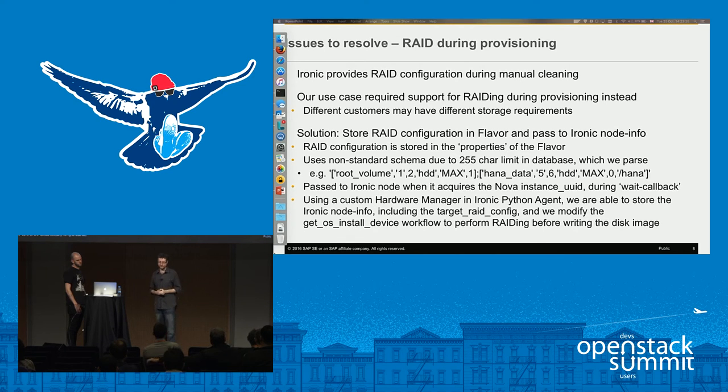So additionally to that, we wrote our own custom hardware manager in Ironic Python agent, which picks up the RAID configuration that's passed to it, and then actually modifies the get OS install device workflow. So before the actual OS install device is set, we perform the RAIDing then, and then we are able to get the RAID configured drive as the OS install device before the disk image is written.